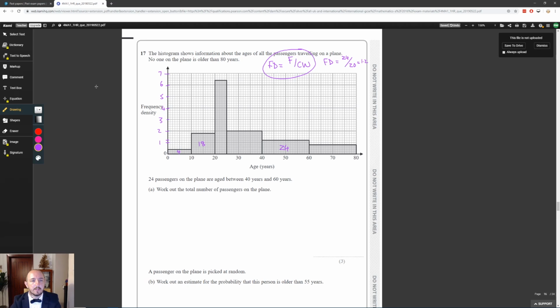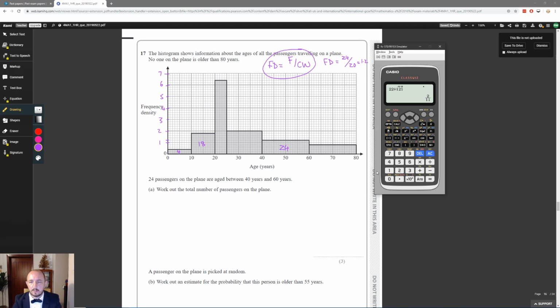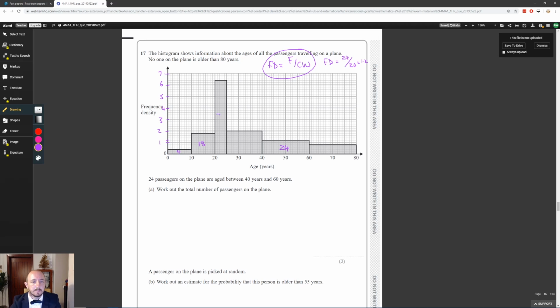5 times 6.4 is 32. This one is 15 times 2, so that's 30. And this one is 20 times 0.8 on the height, which would be 16 passengers. So 16, 24, 40, 70, 102, 120, 124 passengers in total.